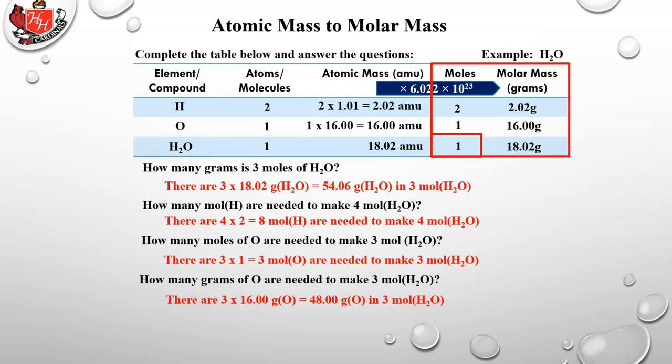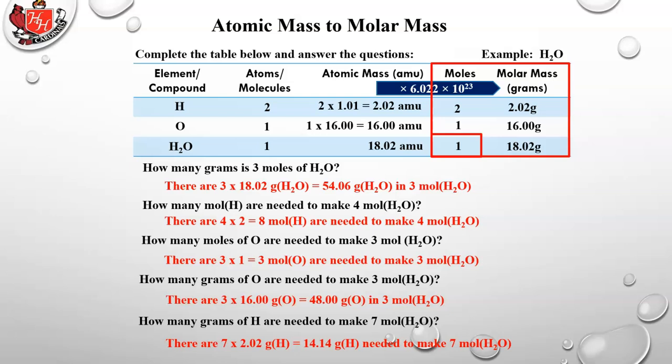of H2O. How many grams of hydrogen are needed to make 7 moles of H2O? So you need 2.02 grams for 1 mole of H2O. So to make 7 times that much, you need 7 times 2.02, or 14.14 grams of hydrogen needed to make 7 moles of H2O.